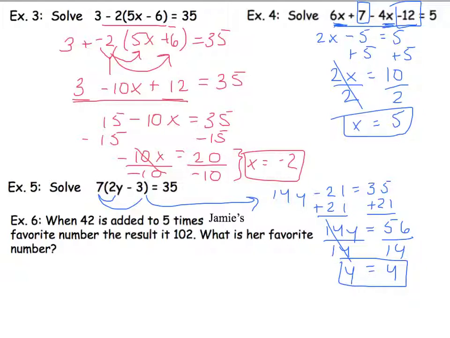I went ahead and solved number 5 for you because it's a little more straightforward and pretty similar to the other two, so go ahead and pause the video and check your work. And we'll go ahead and do the last problem together.